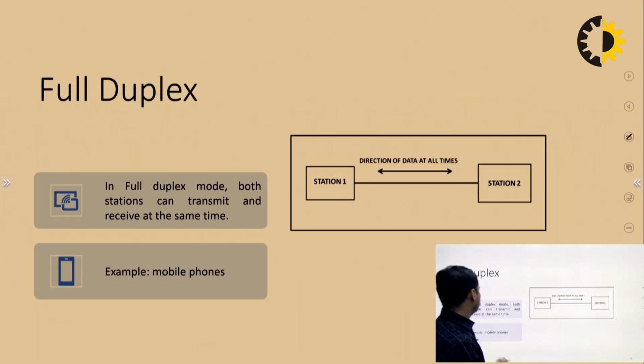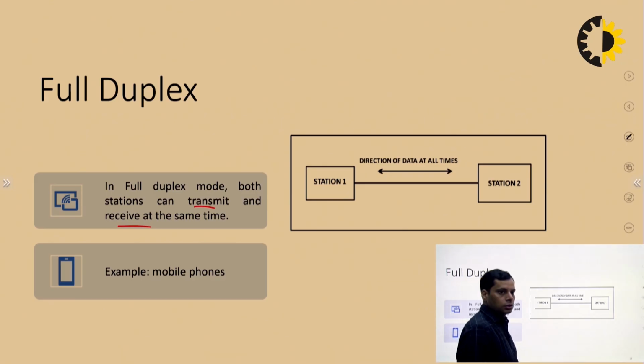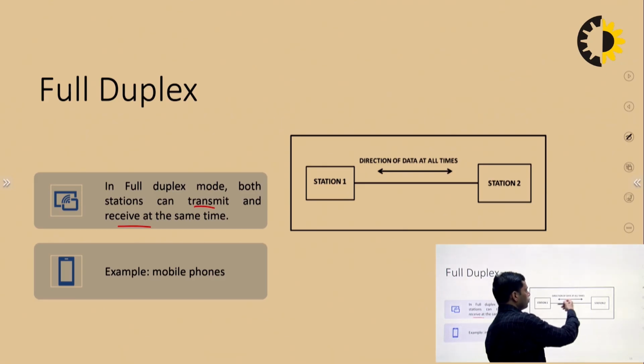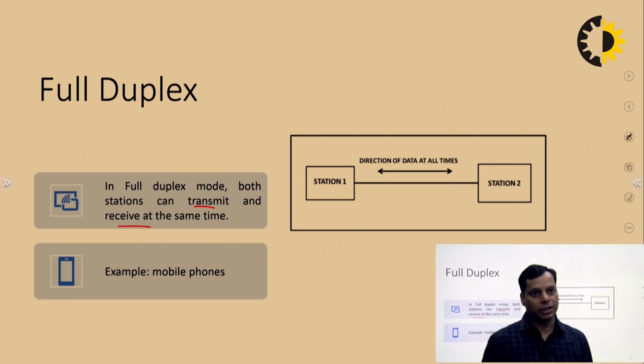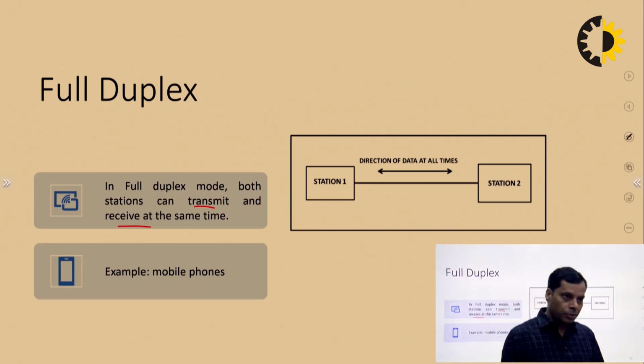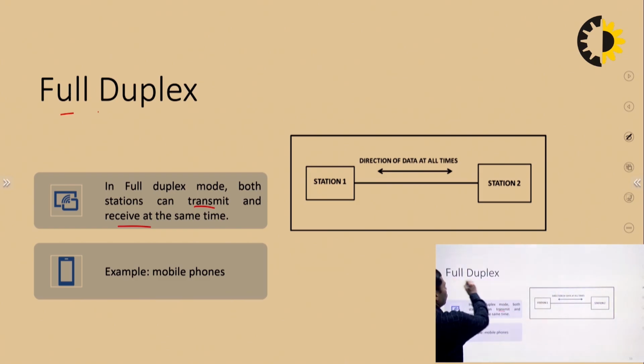Now full duplex. In full duplex mode, both stations can transmit and receive at the same time. That is like a mobile phone. Station 1 and station 2 can transmit or receive data simultaneously, so that no one has to wait or stop, and continuous transmission from both sides is possible. That is simply full duplex.